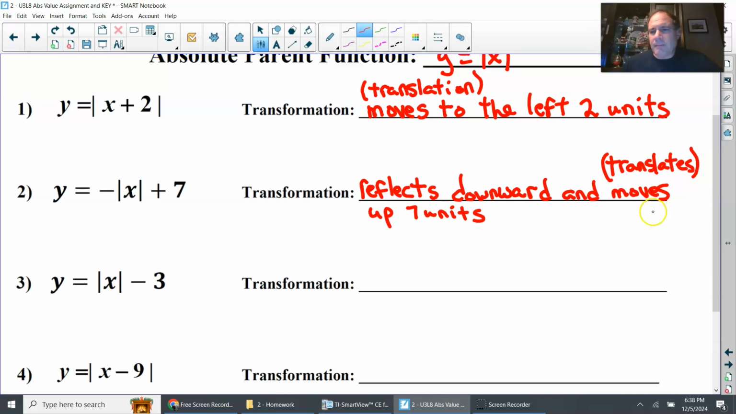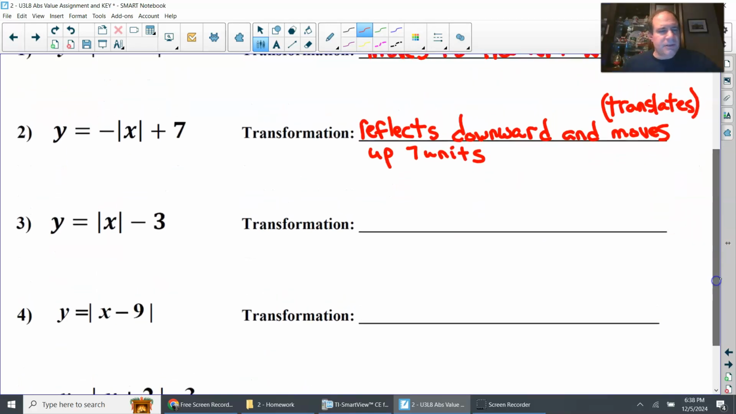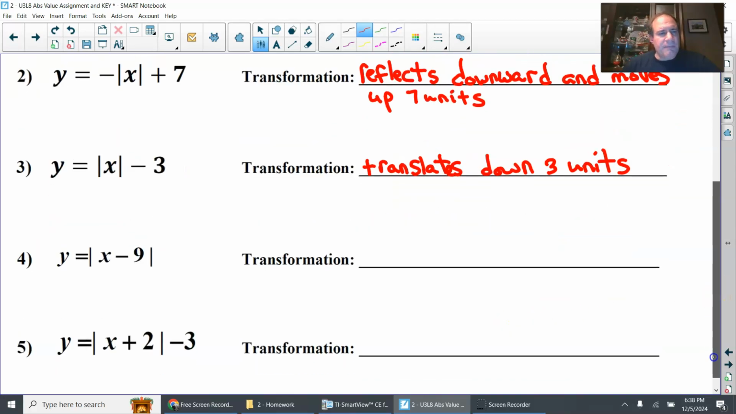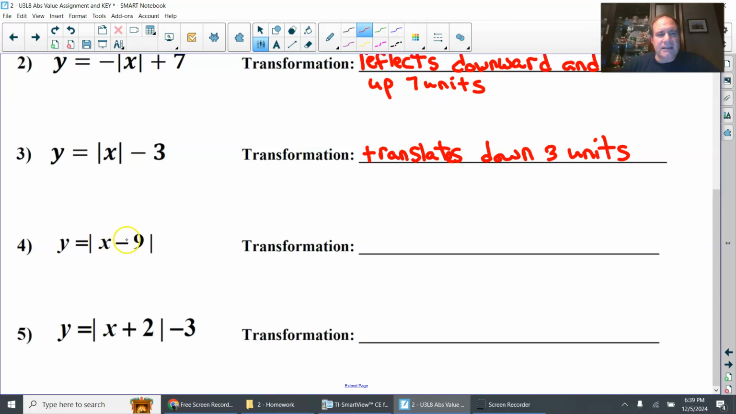Okay, so here we go. I'm not going to do this with the calculator anymore. I'm just going to put down exactly what I see. Absolute value of x minus 3 on the outside. So the absolute value of x is that this one moves down 3. Think of this as the y-intercept. So this translates down 3 units. And that's it.